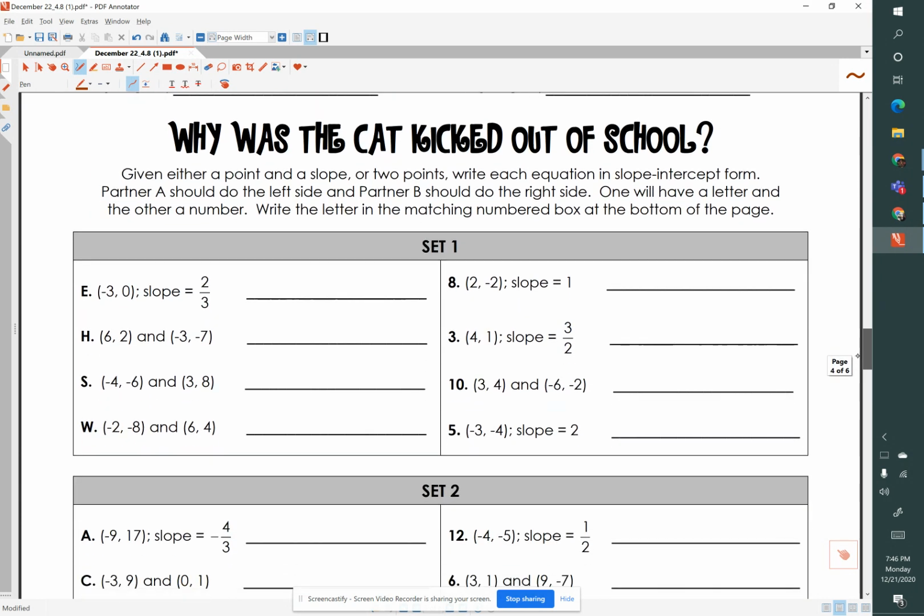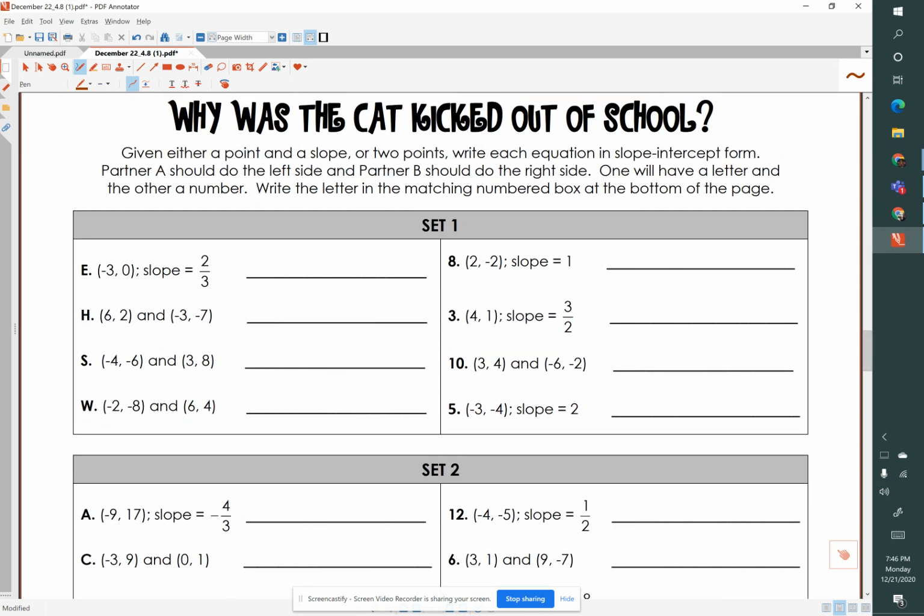Now, as part of our review, we have this cute little riddle, and the riddle asks a question: why was the cat kicked out of school? Now we're going to be given either a point and a slope or 2 points. Okay, so either point and slope or 2 points. Then we're going to write each equation in slope-intercept form. It's a partner project, but you can just work on it on your own.